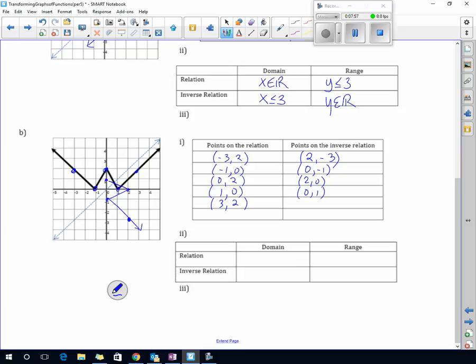Our image in the y equals x line. My relation for the domain, it looks like it's all reals, which you can tell that the range now becomes all reals of the inverse. The range of the relation was 0 and up, so that would be y is greater than or equal to 0. And you can see that the domain of the inverse is starting at 0 going up, so x is greater than or equal to 0.